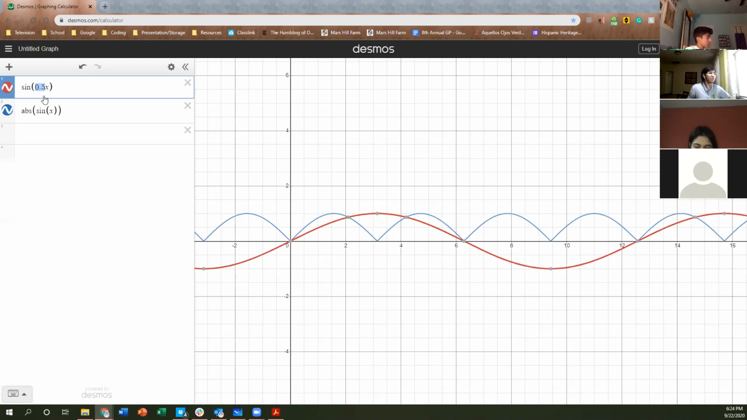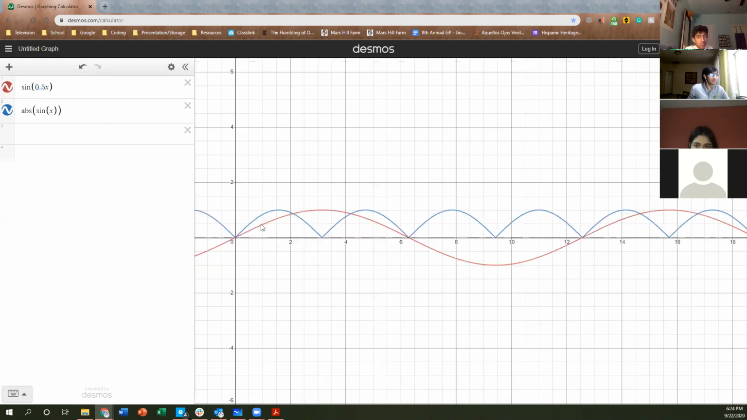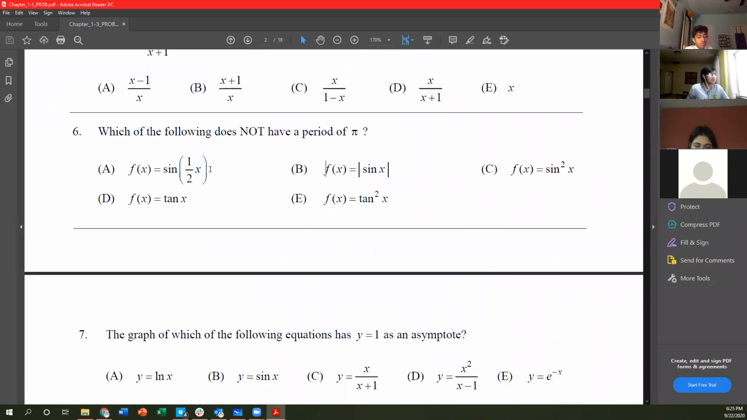Okay. Yeah, it is a horizontal stretch. Sorry about that. I just forgot about that. So yes, half x would be the answer for this one, I guess. Okay, so then that would be A. Okay.